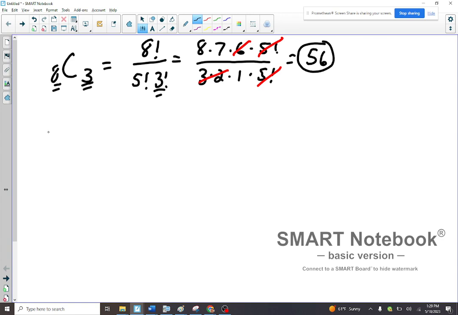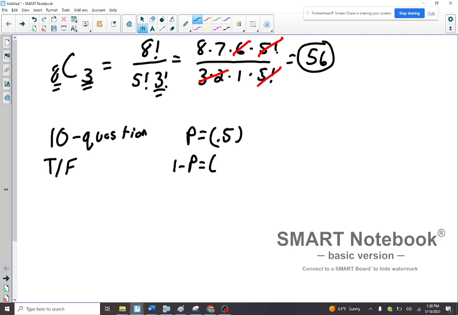Next one. Good. Let's say there's a situation where I have a 10 question test, and this is true or false. So what's the chances when you guess on a true or false question? 50%. Good. So my probability is 0.5 for getting it right. What is my probability of not getting it right? Also 0.5. 1 minus p, which is your not probability, or your complement, should we call it.